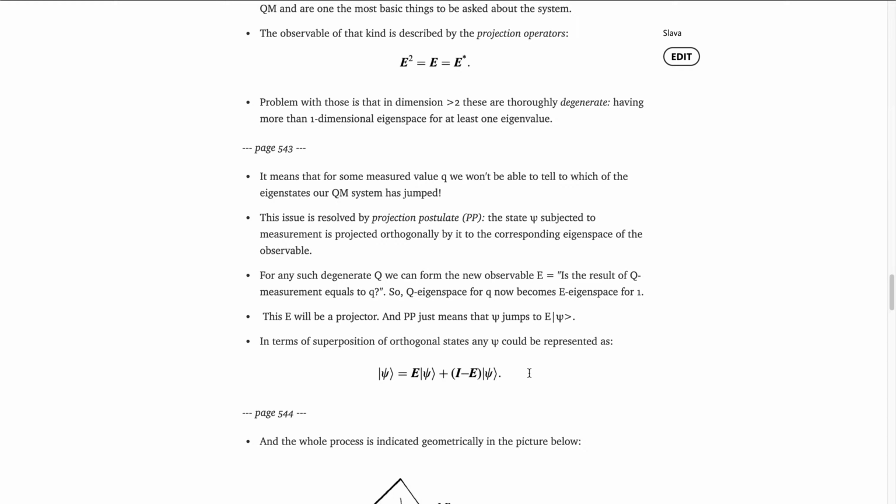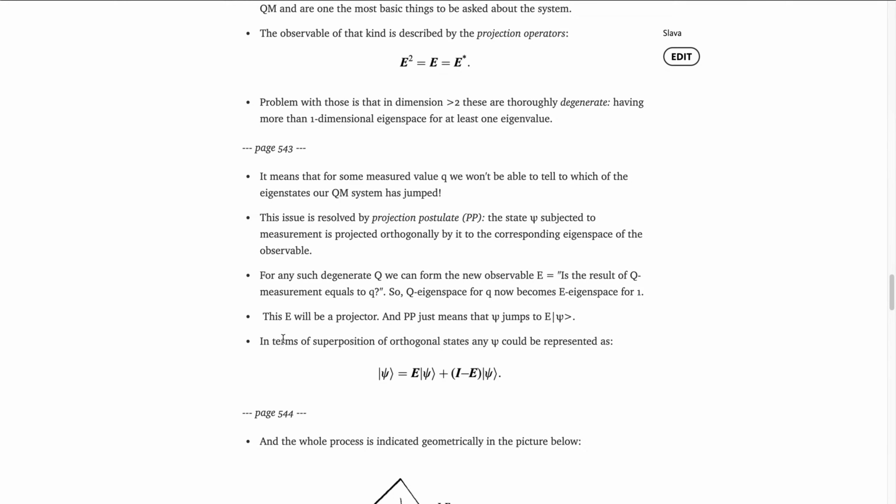So for any such degenerate Q, we can form the new observable E, which just equals the statement: the result of the Q measurement equals q small. So the Q eigenspace for q now becomes the E eigenspace for 1 in that case. And this E will be a projector operator, and our projection postulate will just mean that our state psi will jump to E psi here.